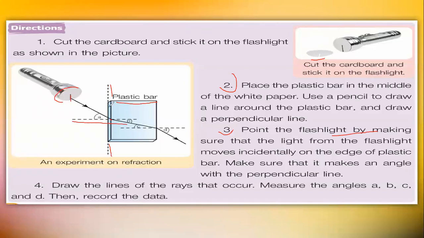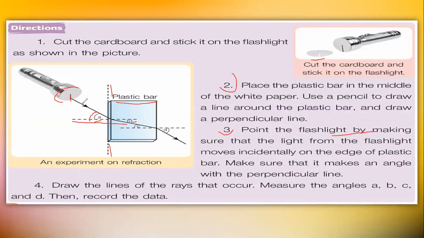So on both sides we have the line, which we already drew with the help of a pencil. Okay. And then we are going to find the angles. So here we have the light released from the light source after hitting the object. Here we have an angle, this one we give the name A, right? And the second angle here we give the name B, right? So draw the line of the ray that occurs, and measure the angles A, B, C, and D.